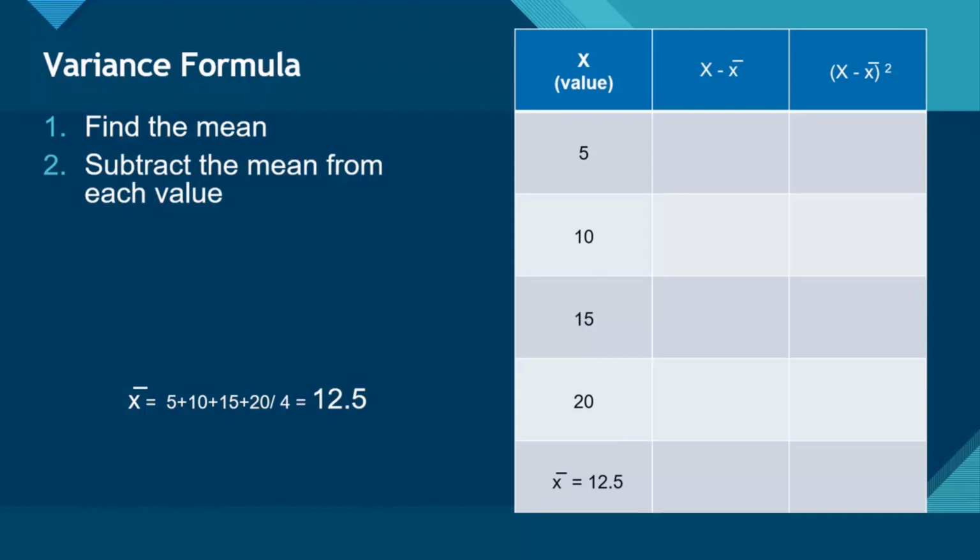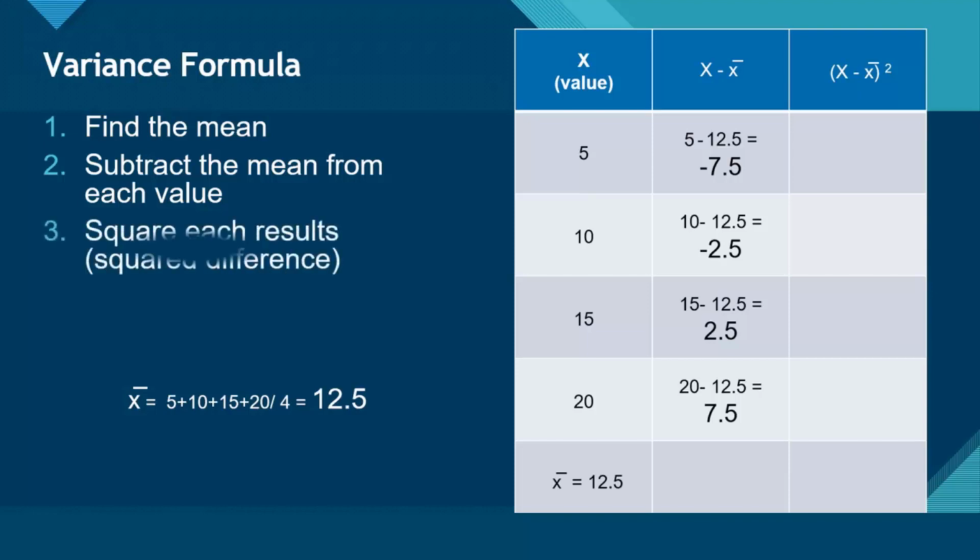Now that we have the population mean, we subtract it from each value, and we take the absolute value, which we get by squaring it. So 5 is 7.5 away from the mean, 10 is 2.5 away from the mean, 15 is 2.5, and 20 is 7.5. But we need positive numbers because we're not looking at whether it's higher or lower than the mean, just how far it is from the mean. We do that by squaring, which gives us an absolute value.